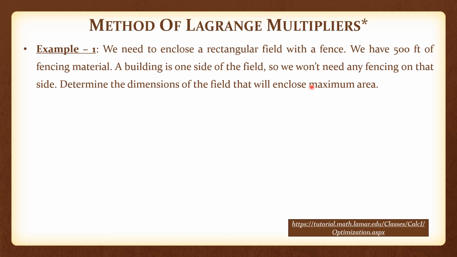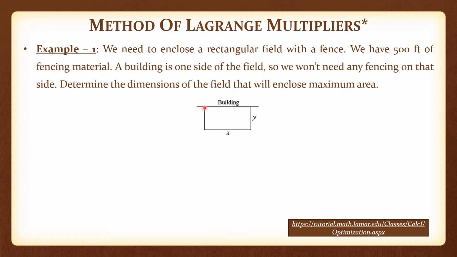So we are looking at what the dimensions of the field should be to enclose maximum area, but we only have 500 feet of fencing material. So how best can we use all the 500 feet to maximize the area obtained inside? Here is how the simple picture can be considered. This side is a building, so we don't need the fence. These are the 3 fences that we build.